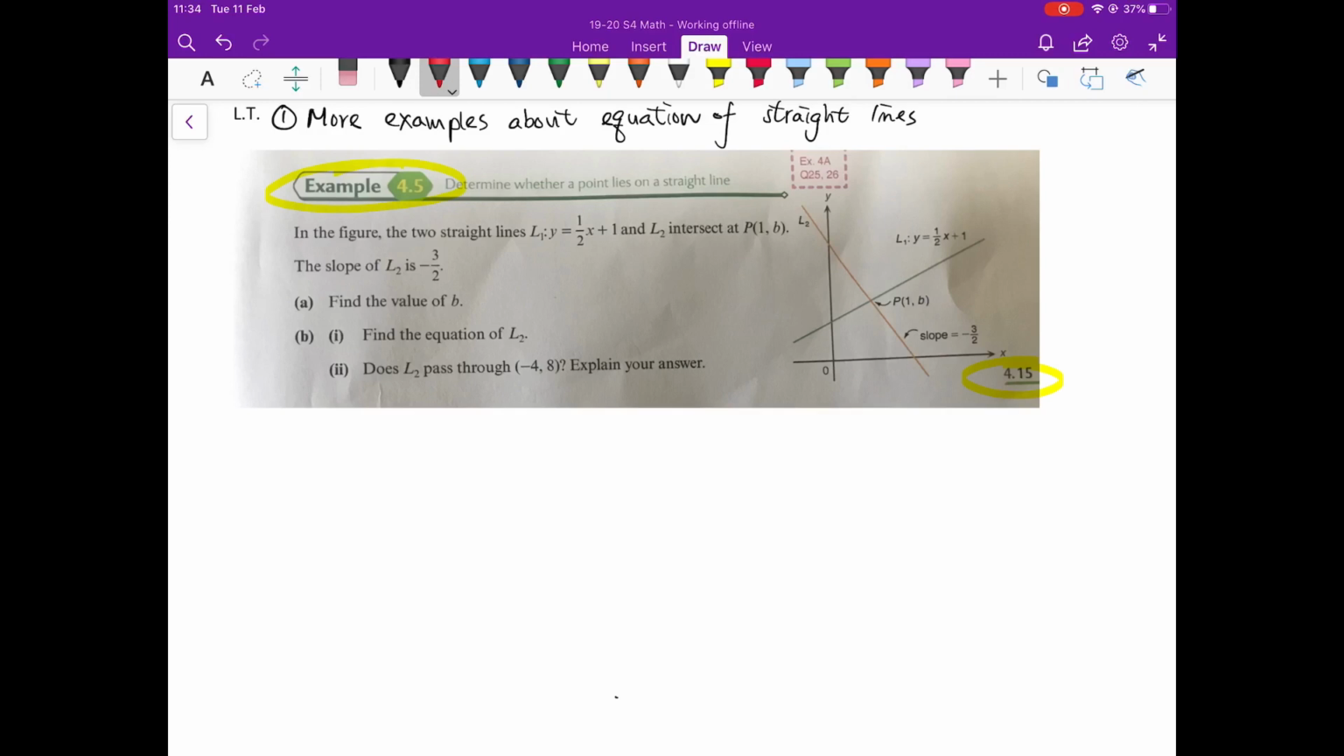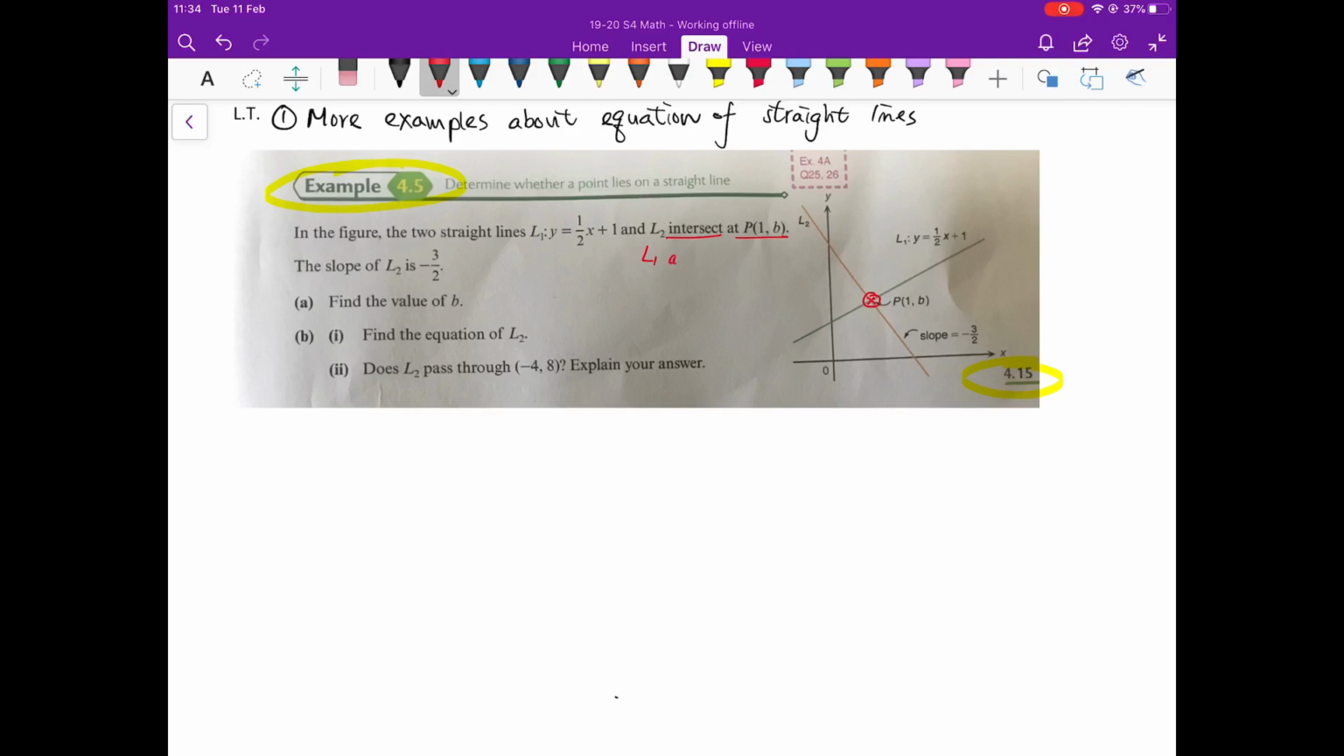In the question, there are two straight lines, L1 and L2. They intersect at point P with the coordinates 1 and B. So I highlight the words intersect and the point P. At the same time, I put a cross at the intersection P on the figure. Also, it is given that the slope of L2 is negative 3 over 2. Part A asks you to find the value of B. So please mark it down on the questions.